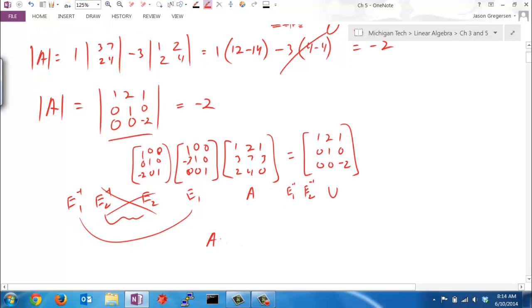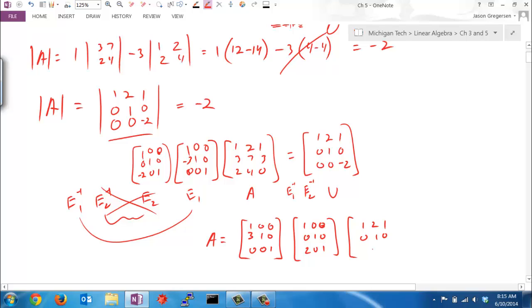The result is going to be A equal to the inverse of E1 times the inverse of E2 times the result that I got. Well, I know what the inverse of E1 is. Instead of subtracting 3, I'm just going to add 3 to that position. That's the inverse operation. Inverse of E2: instead of subtracting, I'm going to add those values there. And then I have the result that I got.